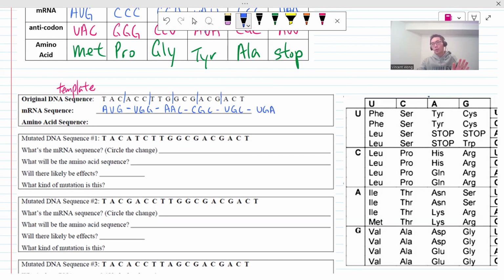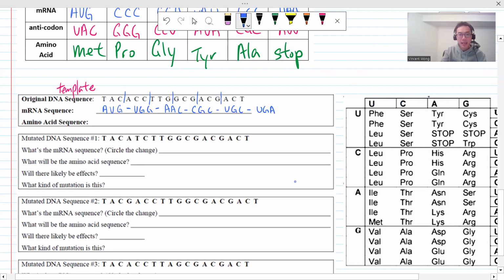So nothing is new here. I am totally just doing the complementary rule and writing out the mRNA sequence. Okay? And then using the codon chart, I'm going to translate it. Again, I'm assuming that you already know how to do that. We learned it last class, and we had some practice, so I think that's a reasonable assumption.